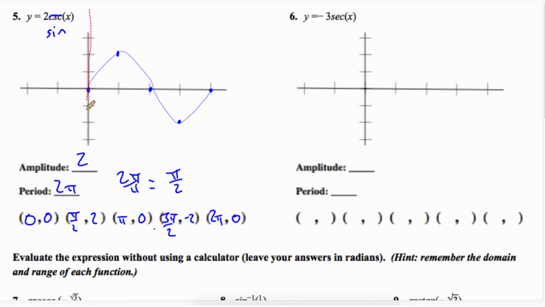So right here at 0, we'll have a vertical asymptote. At pi, we'll have a vertical asymptote. And at 2 pi, we'll have a vertical asymptote. And then we need to take these individual pieces of our graph and flip them over.